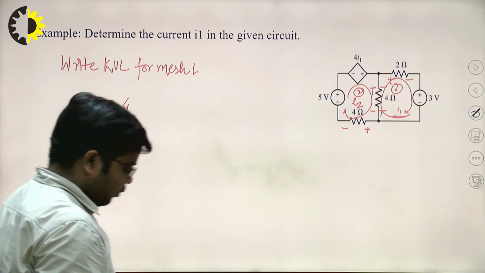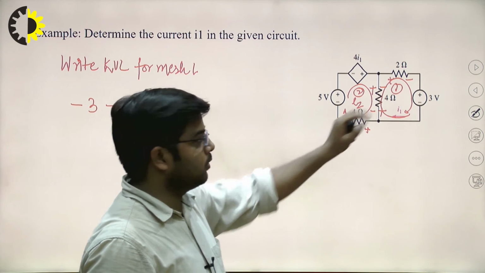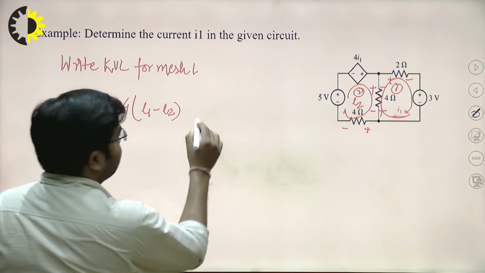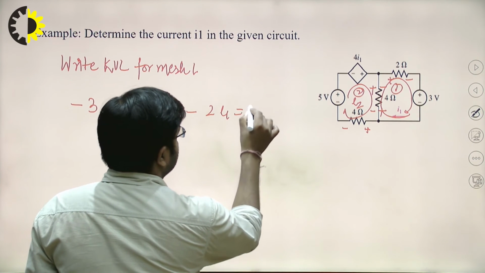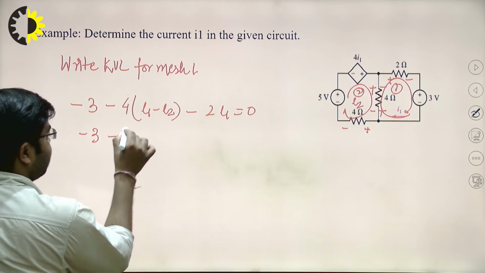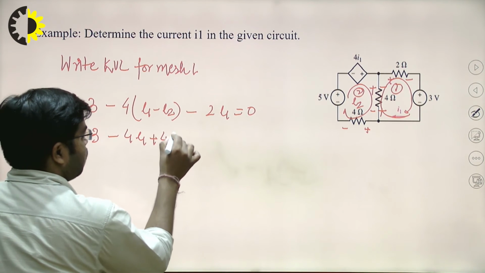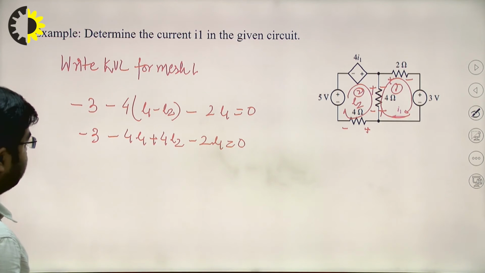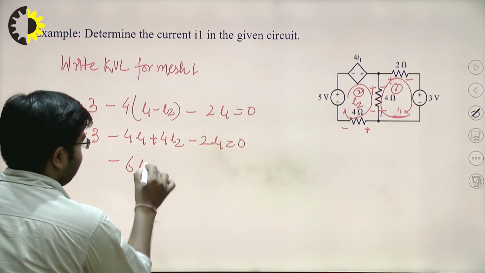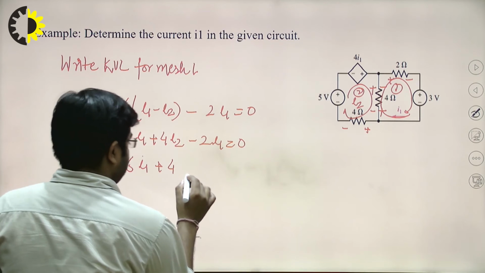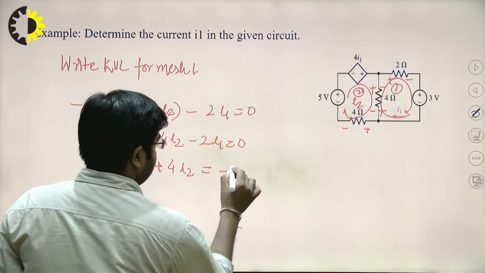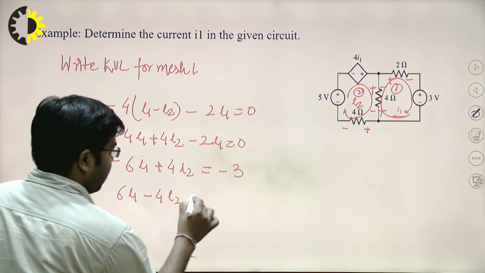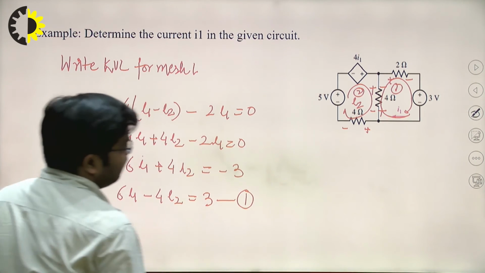So just write the voltage drop across this 4 ohm resistance. So this 4 times (I1 minus I2), then minus 2 into I1, is equal to 0. So minus 3 minus 4I1 plus 4I2 minus 2I1 is equal to 0. So you can write minus 6I1 plus 4I2 is equal to minus 3. So you can write 6I1 minus 4I2 is equal to 3. Suppose this is equation number 1.